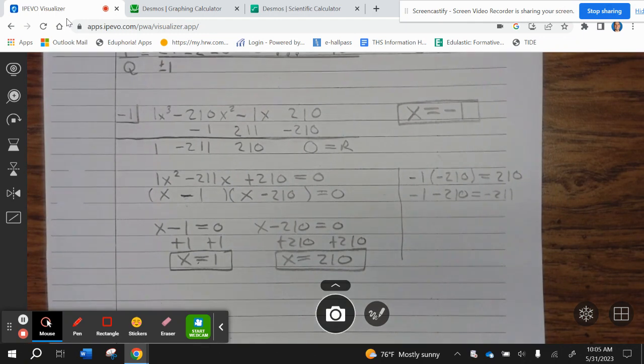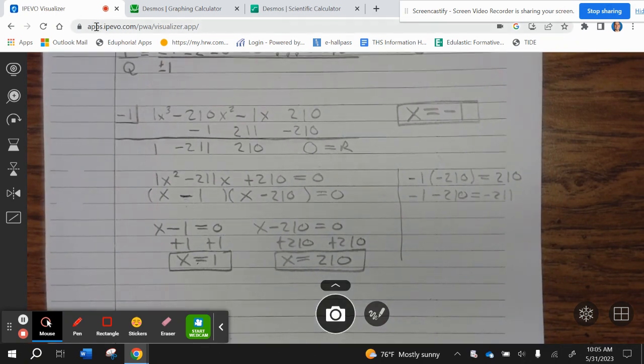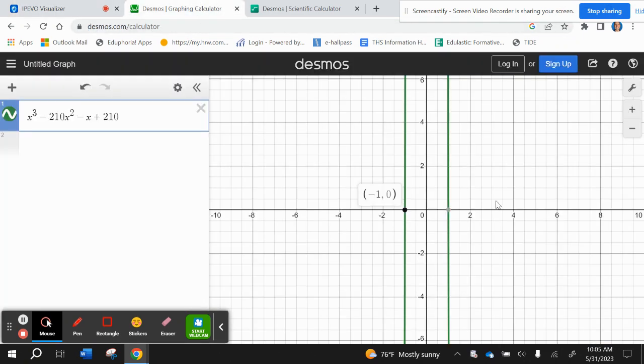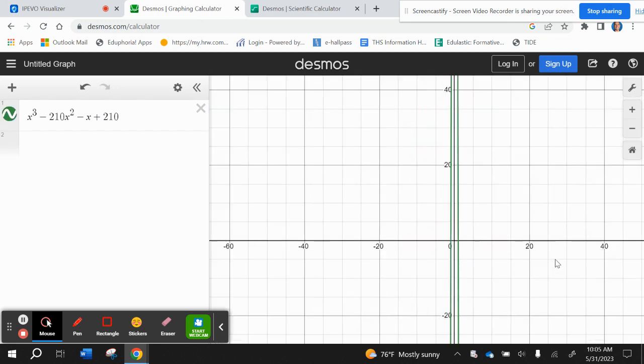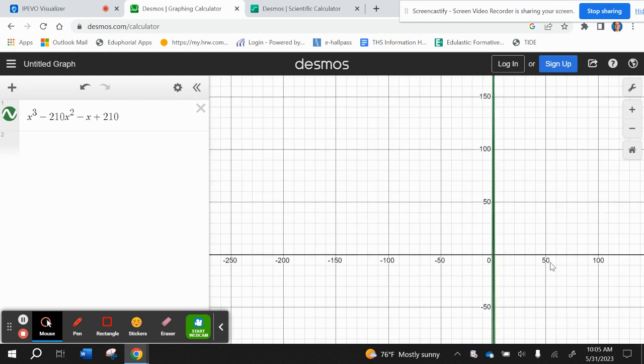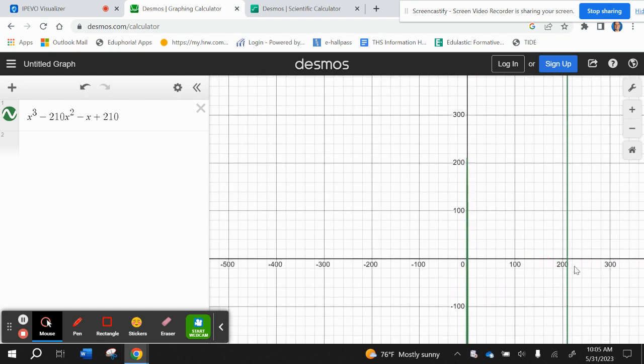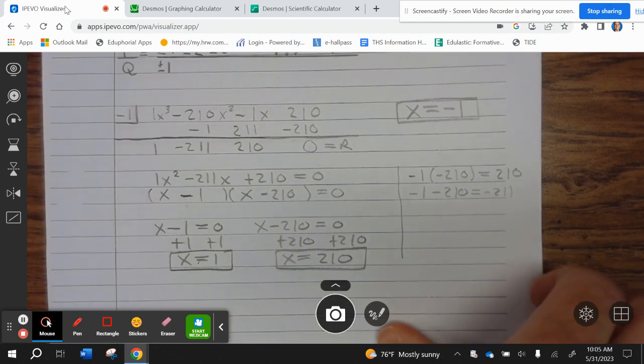Now let's go back to our graph and verify that we have the correct zeros. That verifies -1 and +1, and then we're going to zoom out. We know we're looking for 210, so we have to zoom out a lot. And there it is, our 210. All right, let's take a look at the next example.